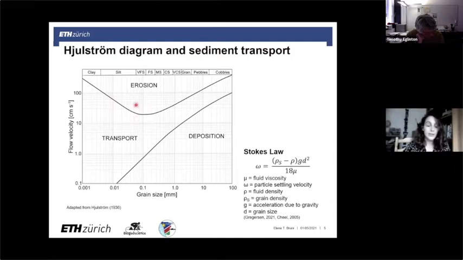Now, these sediments that are located here in the dip will erode at lower flow velocities than others, and they are preferentially transported. Coincidentally, these are also the grain sizes which are most likely to form aggregates with organic carbon, and they are very common on continental shelves.